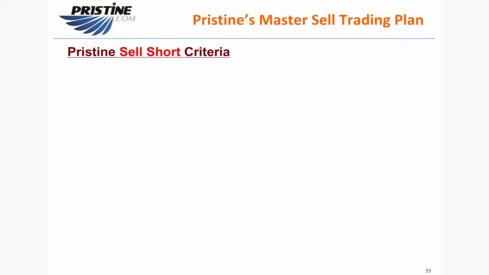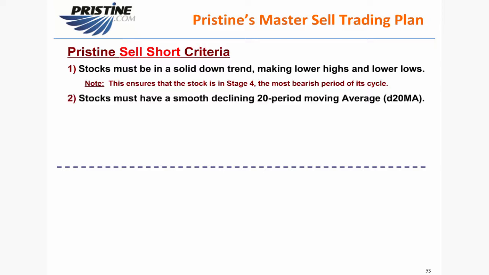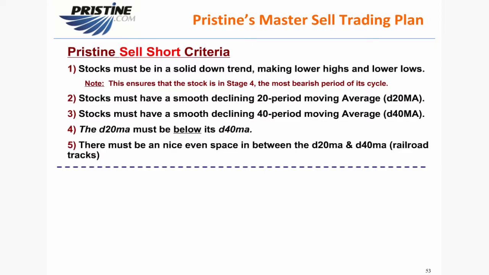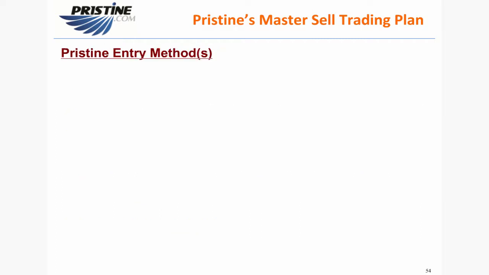Now, we do the same thing when we're in a downtrend. If you're looking to sell short, you want it to be in a solid downtrend: 20 and 40 moving lower with the 20 below the 40, even space between. And once you've got that in place, you're looking to get involved with a pristine sell setup or a breakdown, if the case may be. Then your entry is going to be a penny below the prior bar's low whenever that occurs.